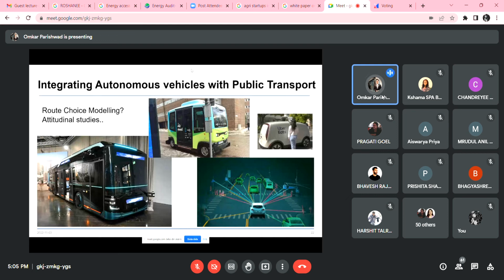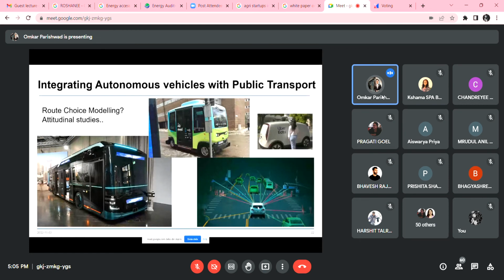I'll be finishing up with what I've been working on currently, which is regarding autonomous vehicles. This bus by Scania is an autonomous public transport which has been running on the streets of Stockholm for about a year. This is another short shuttle transport, which is also autonomous, that is, a self-driving vehicle.